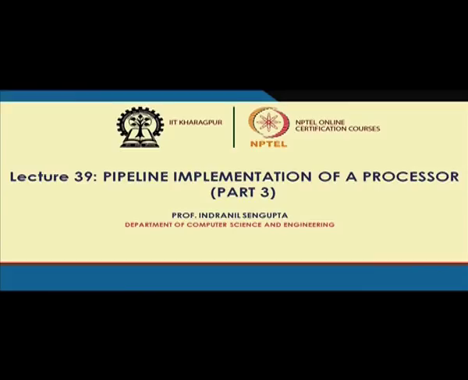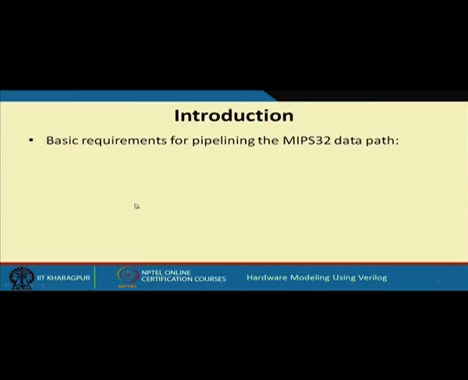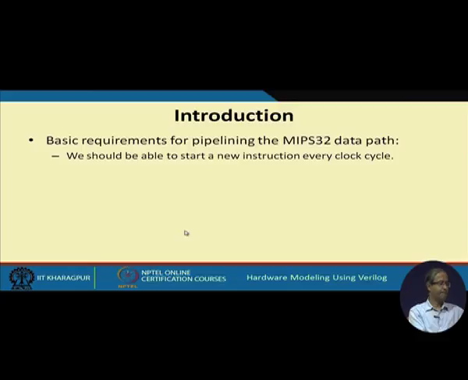Okay. So, this is the title of our talk. So, first we look at what are the basic requirements for pipelining the data path that we have seen in the last lecture. So, what are the things to be done? Well, in a pipeline, what we have seen earlier through some examples, the main motivation for having a pipeline is that our input data is arriving continuously once every cycle. So, we should be able to feed one new data every cycle.